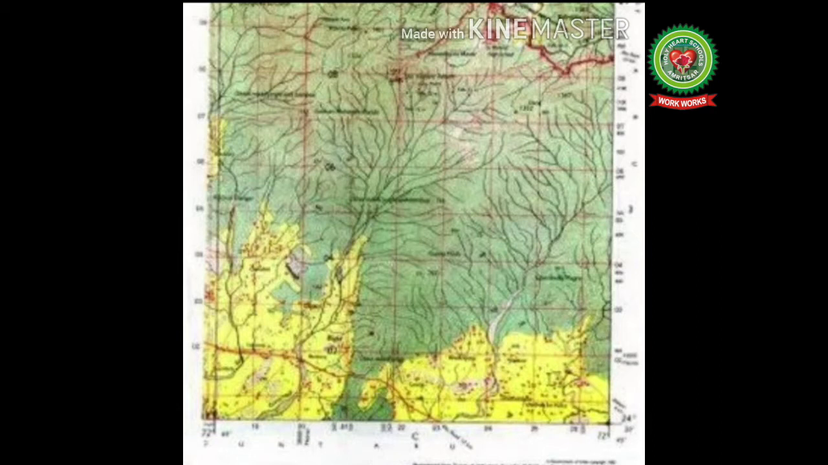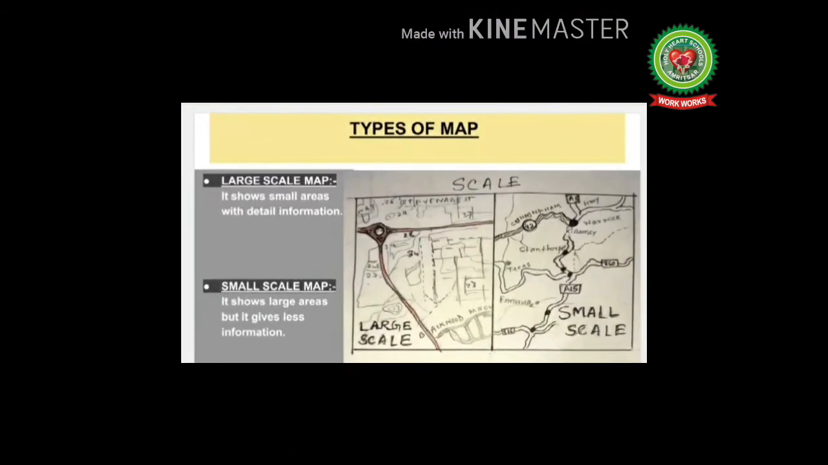Rich and colorful symbols were used in place of black and white techniques of the earlier maps. The introduction of aeroplane or aerial photography in the beginning of the 20th century started a new phase in topographical surveying. So now let's discuss the different types of maps.